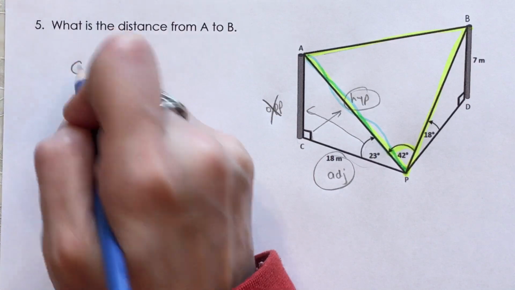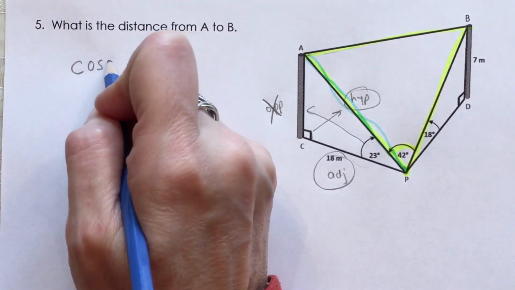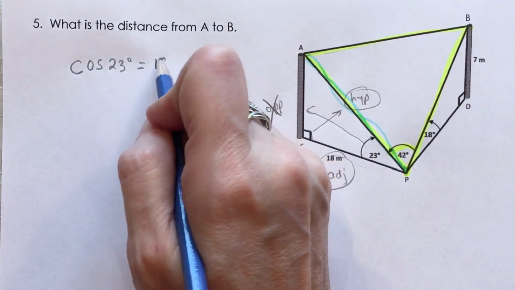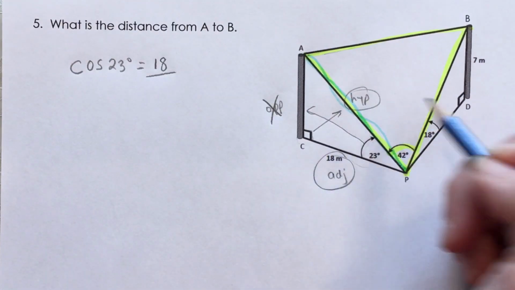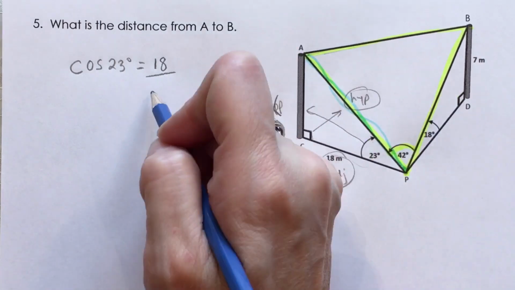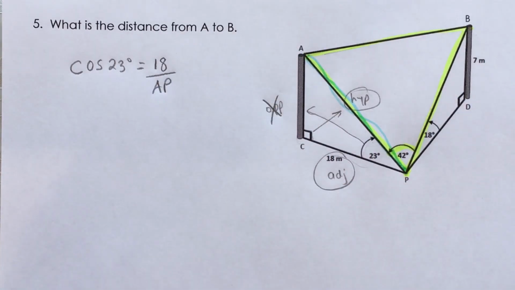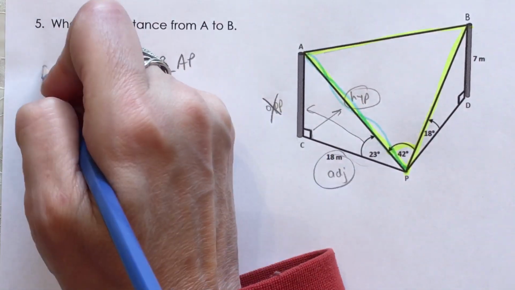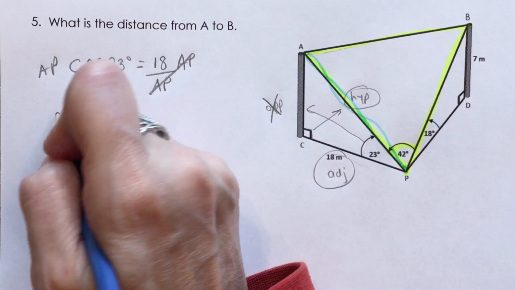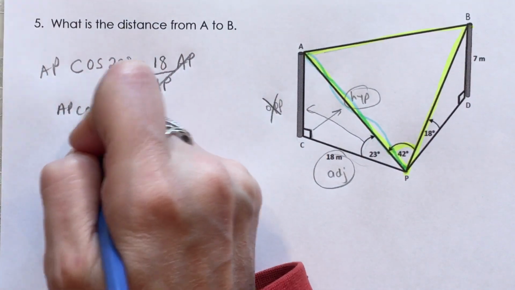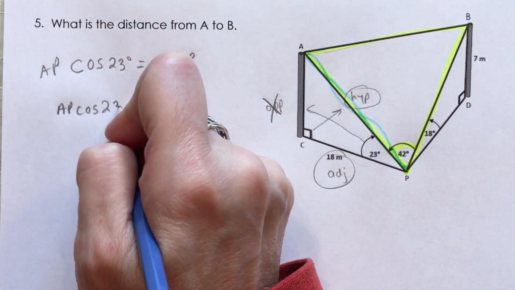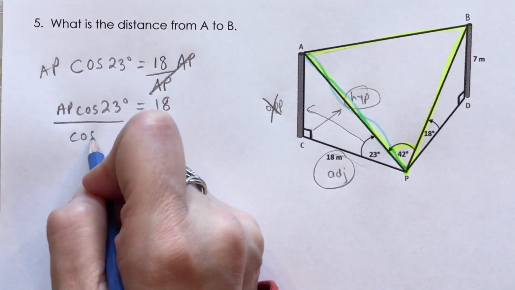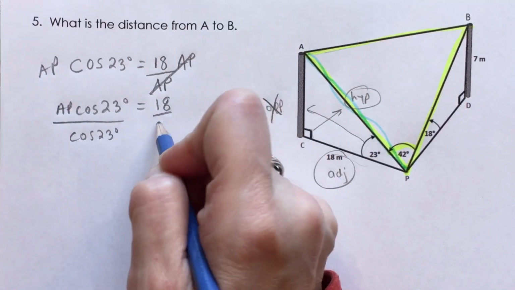So the cos of the angle 23 degrees is equal to the adjacent, which is 18, divided by the hypotenuse. We don't know it, but we could call it side AP. And then we want to solve for side AP. So we're going to multiply both sides by side AP to get it into the numerator. We have side AP times the cos of 23 degrees is 18. And then to get that side by itself, divide both sides by the cosine of 23 degrees.